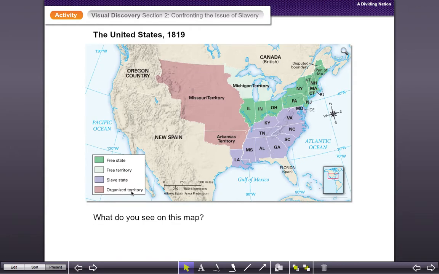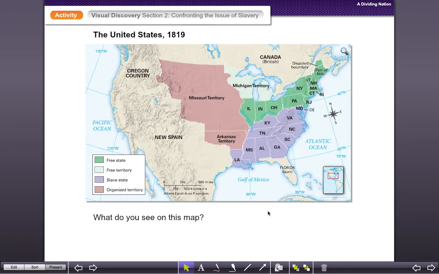And then you've got organized territory, and all that means is that there are people moving to these areas that are wanting to apply for statehood. So these would be areas where people are moving and they're going to want to start applying for statehood, and they have to get voted into the United States by the United States Congress.